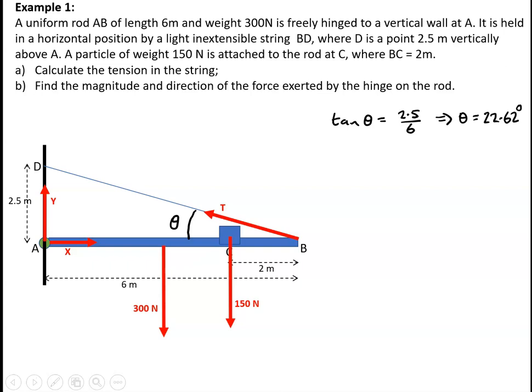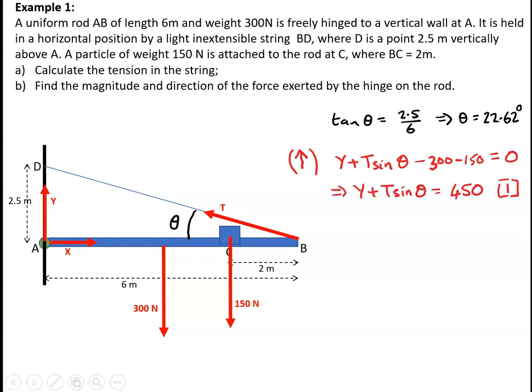So now resolving, first of all vertically, I've got y plus T sine theta minus 300 minus 150 must equal 0. In other words, I've got y plus T sine theta must equal 450. Resolving horizontally, we've got x minus T cos theta must equal 0. In other words, x must equal T cos theta.